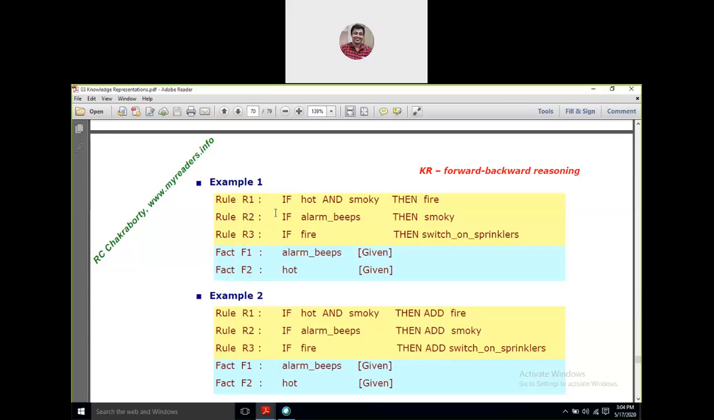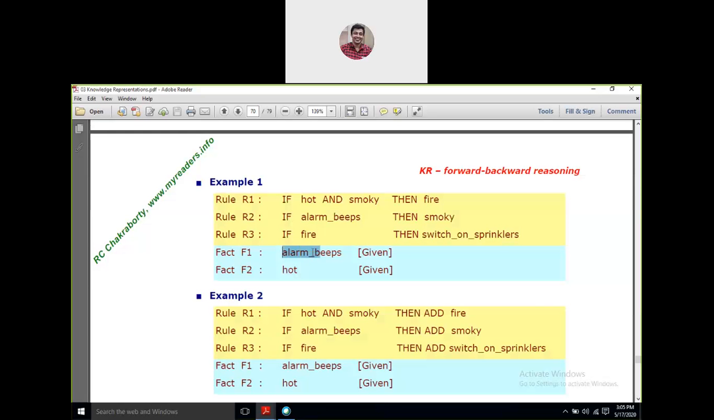Some rules are given. What are those rules? If it is hot and smoky, then there is a chance that there is fire. If the alarm beeps, then definitely there is smoke. So rule number 2 says if the alarm beeps, there is smoke. Now, if there is fire, then you have to switch on the sprinklers.